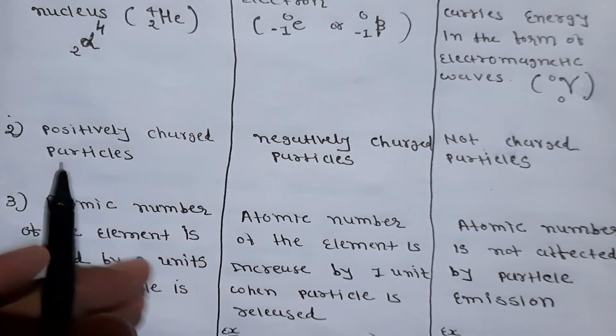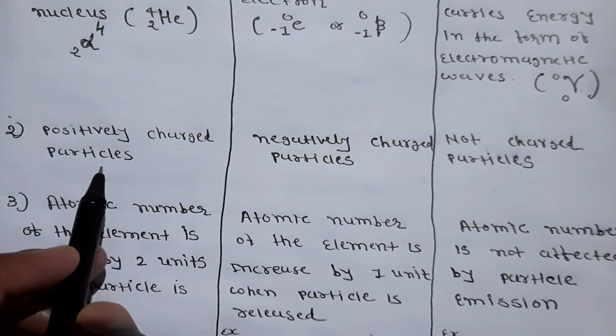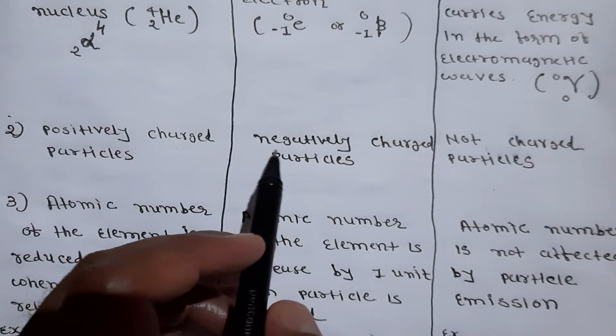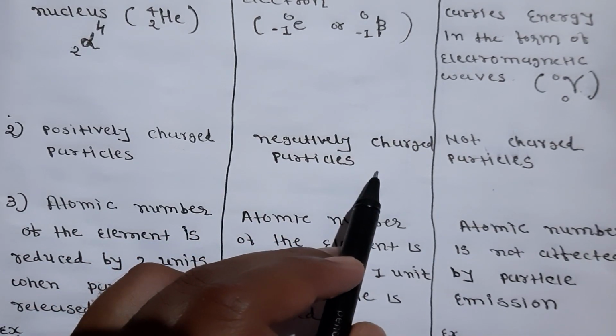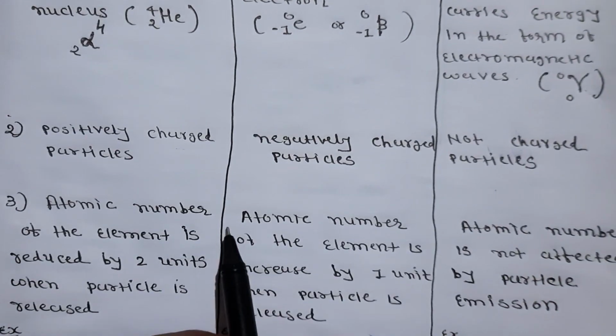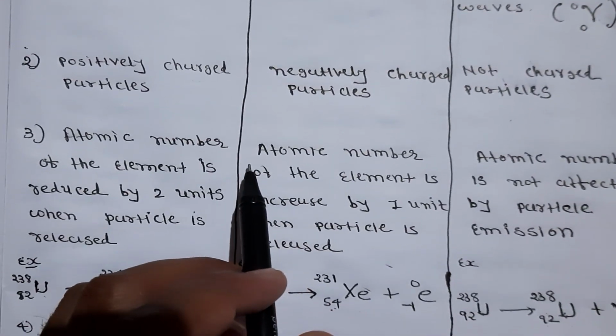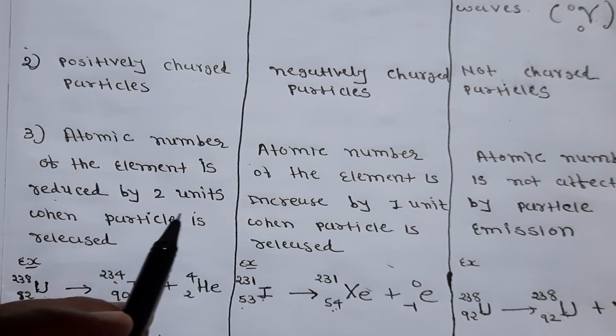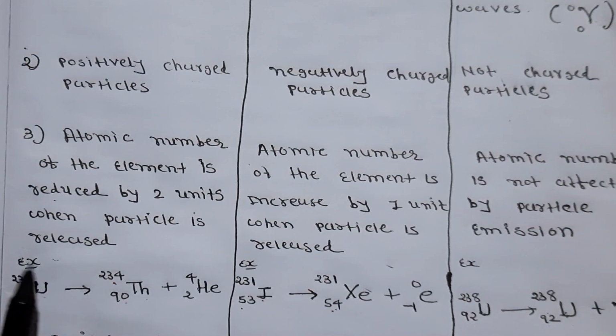Alpha particle is a positively charged particle due to 2 protons in the nucleus. Beta particle is a negatively charged particle, and gamma particle has no charge. During alpha decay, the atomic number of the element is reduced by 2 units when the particle is released.